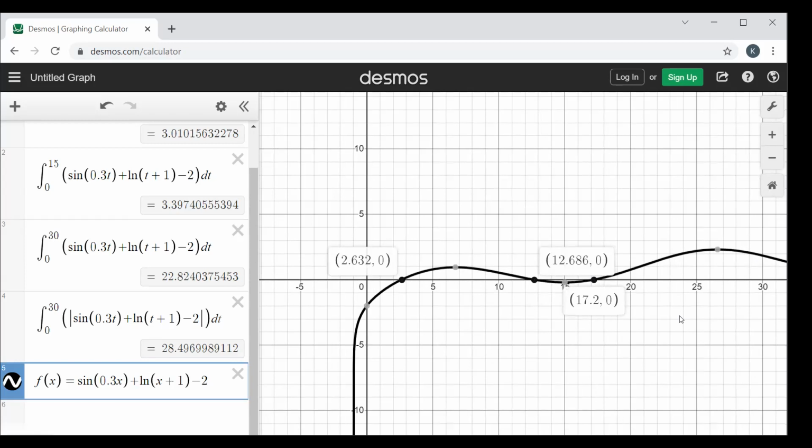This is going to be a negative number. I'm going to make it positive. Plus, I could integrate from 2.362 to 12.686. Use that number. Plus, I could integrate from 12.686 to 17.2. This guy's going to be negative. Make him positive. Plus, integrate from 17.2 to 30.